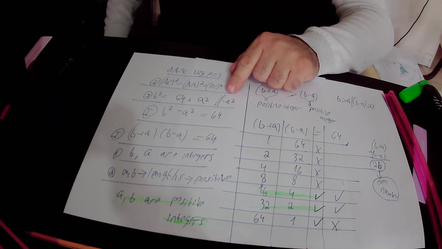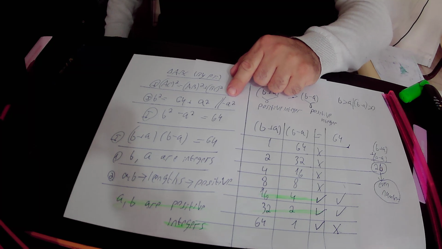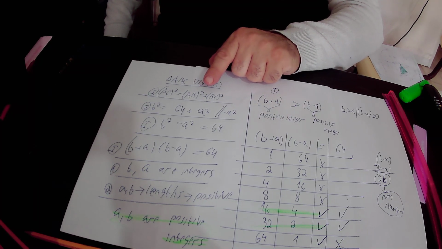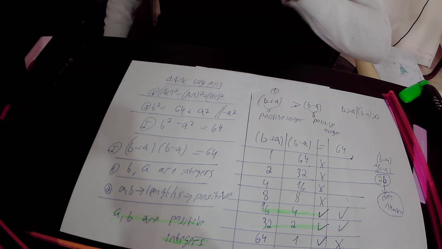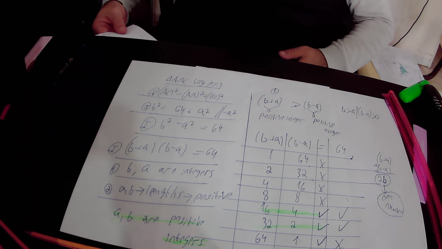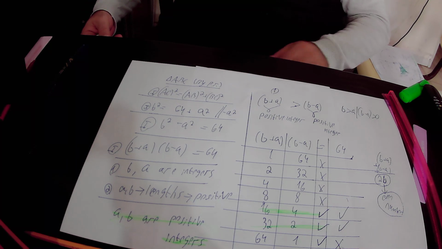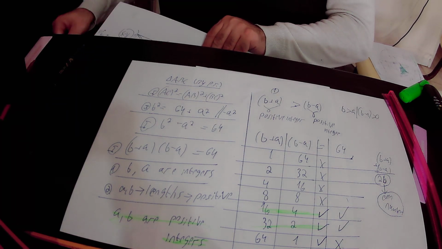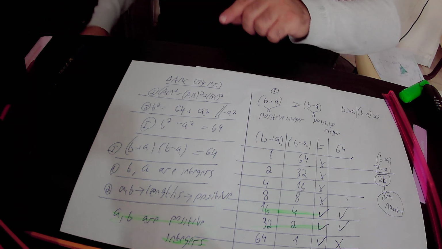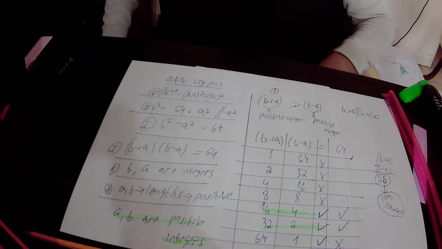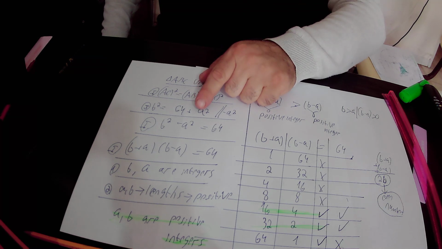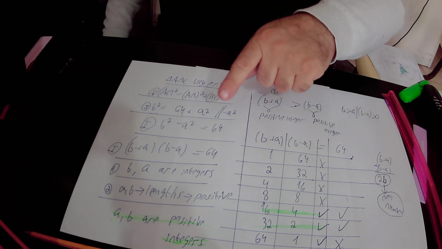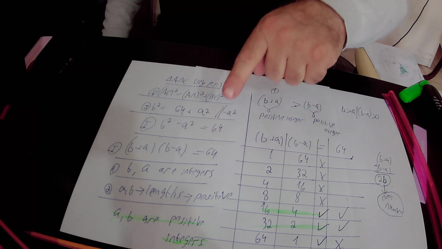We subtracted A square from this equation, and we got that B square minus A square equals 64. We use the algebraic identity that states that B square minus A square equals B plus A times B minus A. So we substitute B square minus A square by B plus A times B minus A. And according to equation number 1, it is equal to 64.